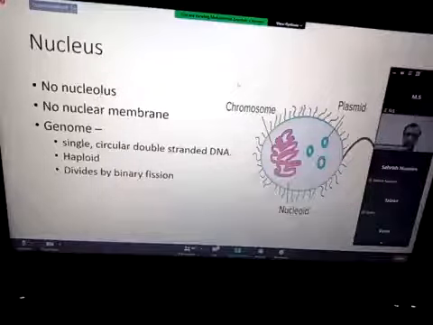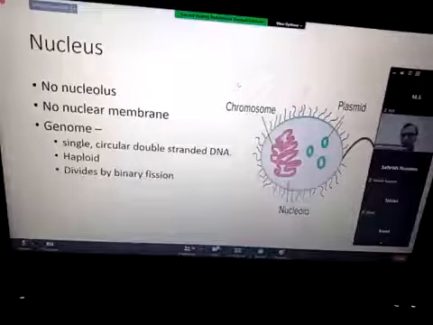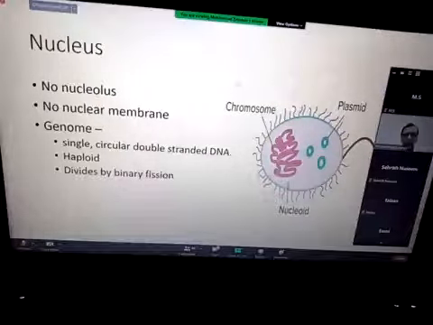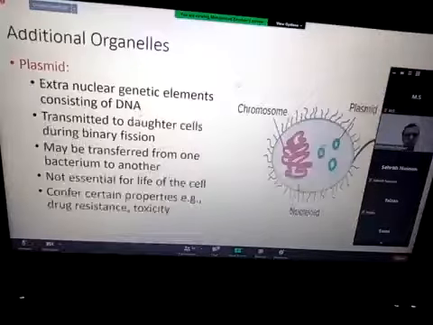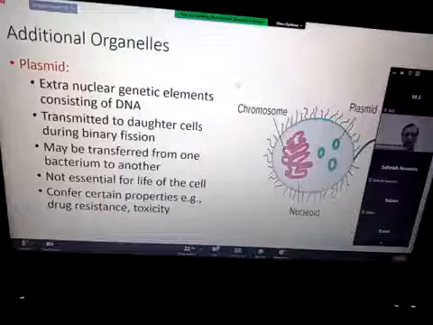no nucleolus and no nuclear membrane. So we call it nucleoid, just looking like a nucleus. The chromosomes are present in loose form. And there's another factor we call plasmid, which contains extranuclear genetic material.